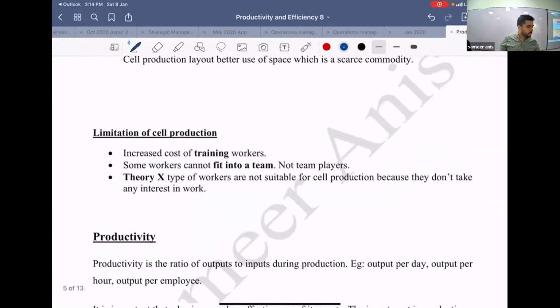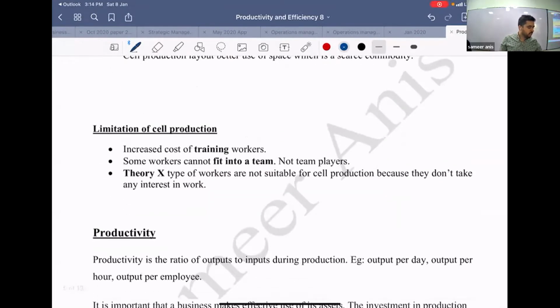What are the disadvantages? You have to train workers in working in a cell production, guys. How to take responsibility, how to look into things, it's not easy. You have to give them some sort of training, which is expensive. And some workers cannot fit into a team.